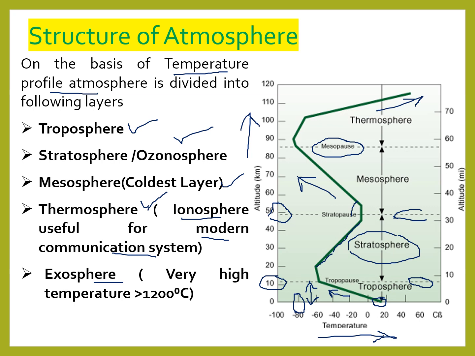After that one more layer is observed, so there is a continuous increase in the temperature, and here the temperature is very high, which may be greater than 1200 degrees centigrade, and which is called as exosphere. So about this exosphere, little is known about that part.